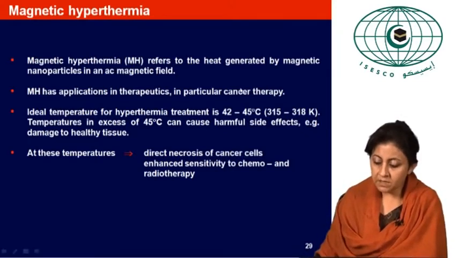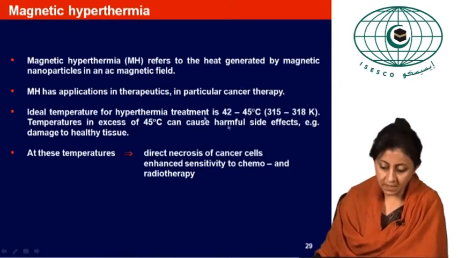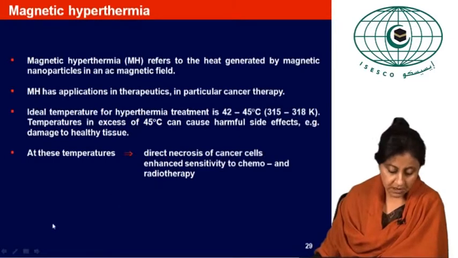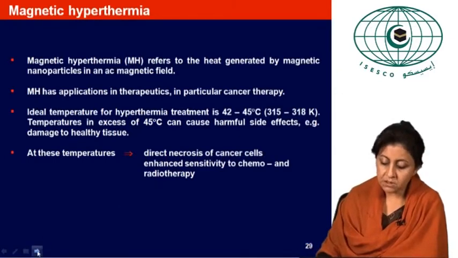So if we can heat the malignant cells up to these temperatures, then we can effectively kill cancer cells. At these temperatures, you can have direct necrosis of cancer cells, and the enhanced temperature can also produce increased sensitivity to chemo and radiotherapies.